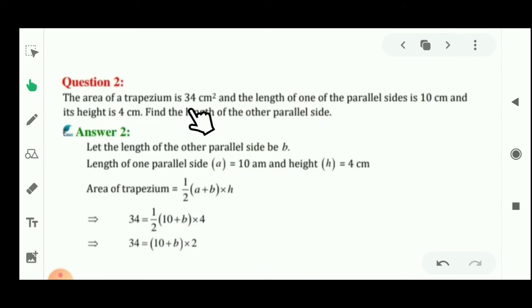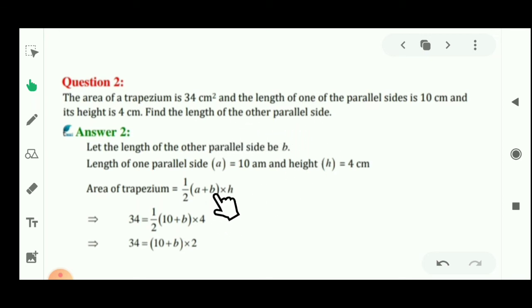Let's see the question number 2. The area of a trapezium is given, that is 34 centimeter square, and the length of one of the parallel sides is given 10 centimeter. That means students, a's value is given 10 centimeter, height h value is given 4 centimeter, and area of trapezium is given 34 centimeter square. So firstly we have to put the formula. Area of trapezium is equal to 1 upon 2 bracket a plus b into h. Students, a's value is given 10 centimeter. b's value we have to find, because you have to find the length of the other parallel side.